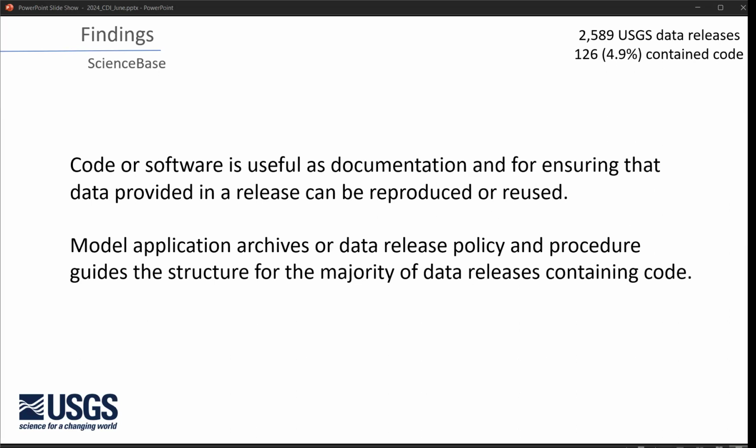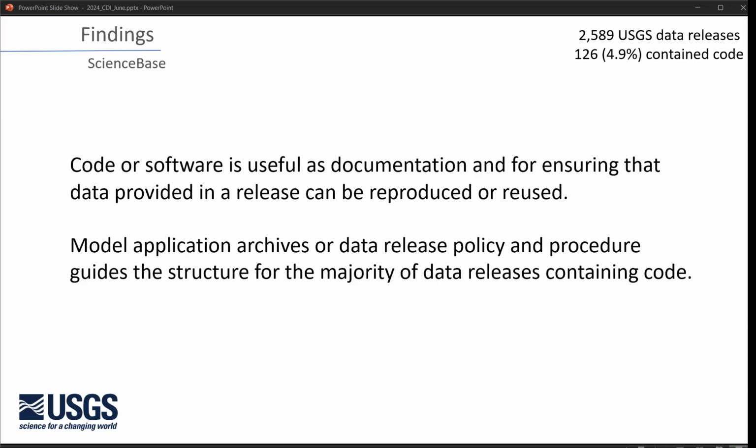So code or software can be useful as documentation for ensuring that data provided in a release are reproducible or reusable. The most common examples of code released in a Sciencebase data release were scripts used for the creation or validation of data sets, usually as R, Shell or Python scripts or notebooks. Another frequent cause for inclusion of code was providing zip files of dependencies as part of a download.